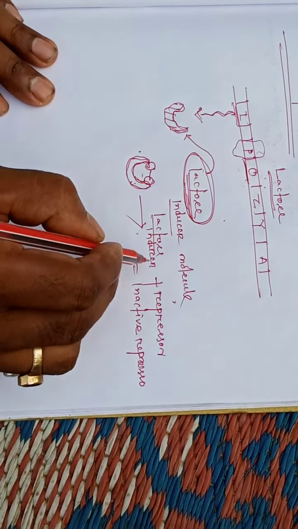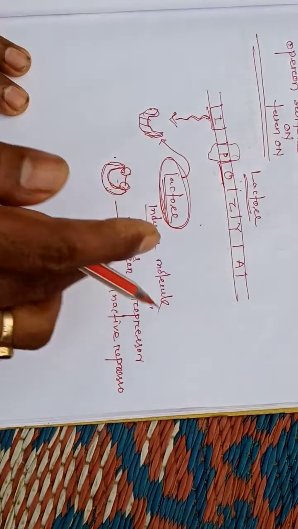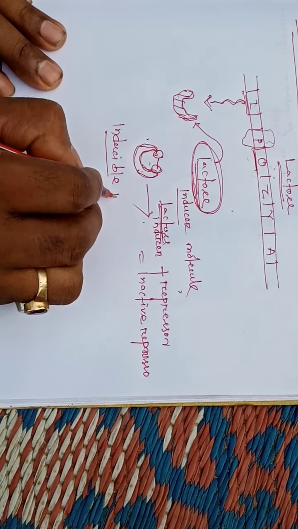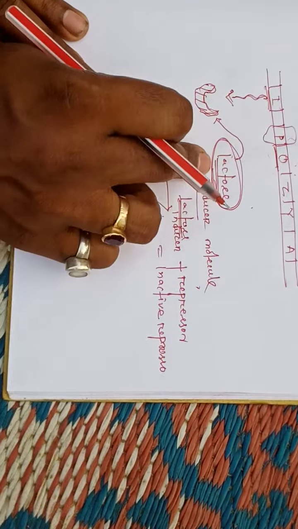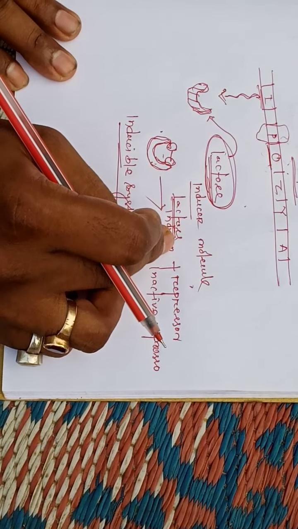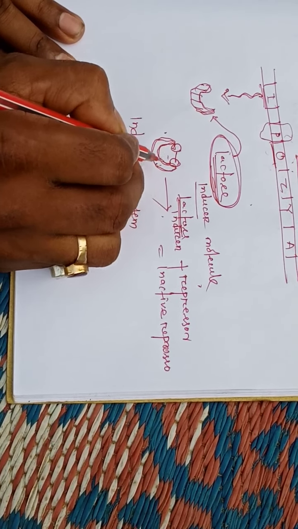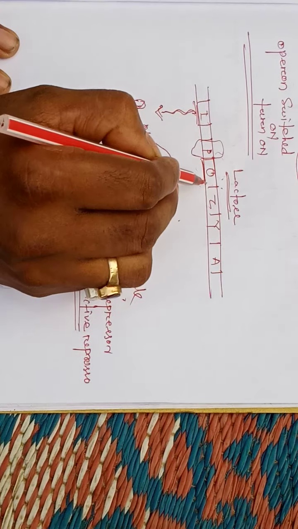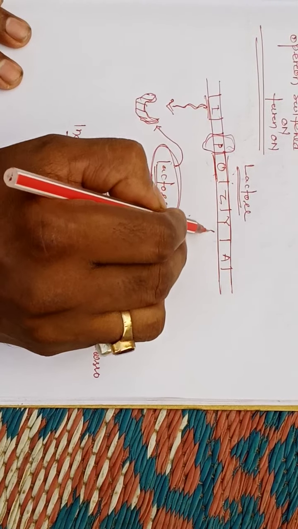Here the lactose is called the inducer molecule, and the lactose operon is called an inducible system. Why is the lactose operon called an inducible system? Because lactose itself induces the expression of these genes. In the presence of lactose, the genes are expressed, so it is called an inducible operon system. When lactose interacts with the repressor protein, the repressor becomes inactive.